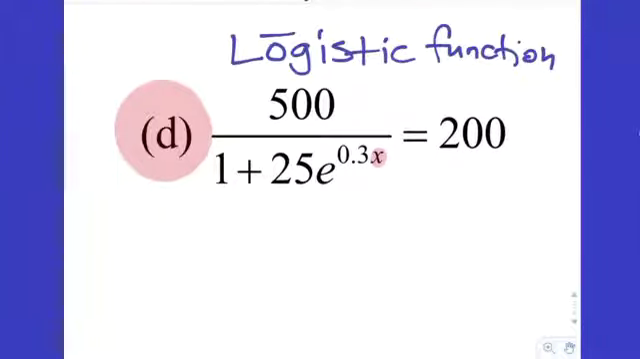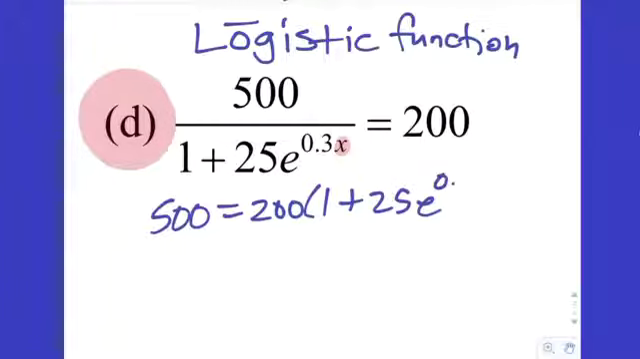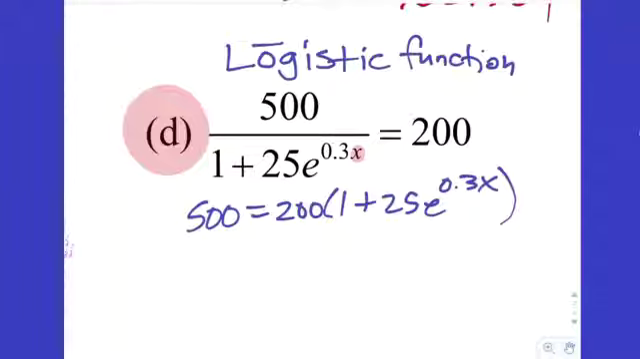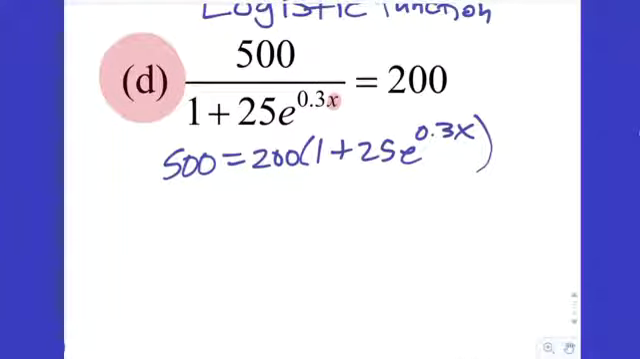All right, step 1, I'm going to multiply both sides by the denominator. So we get 500 equals 200 times (1 plus 25e^(0.3x)). I multiplied both sides by the denominator, so it divided out on the left, and it became a factor on the right. All right, now instead of distributing the 200, which would work, because I have a number on the left, I'm going to divide both sides by the 200.